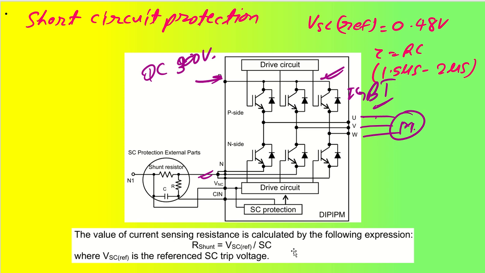To calculate the shunt resistor for our design, the R shunt value is equal to VSC reference divided by the short circuit current, ISC. VSC reference is given in the datasheet, which is 0.48 volt. We also have to make sure that for the design of the RC value, the time constant tau is between 1.5 microsecond and 2 microsecond. That is additional understanding. However, our main concentration in this session is to design the value of the shunt resistor using this expression.